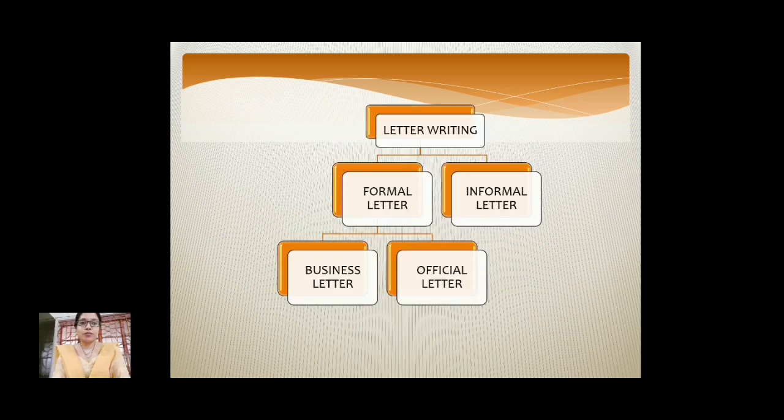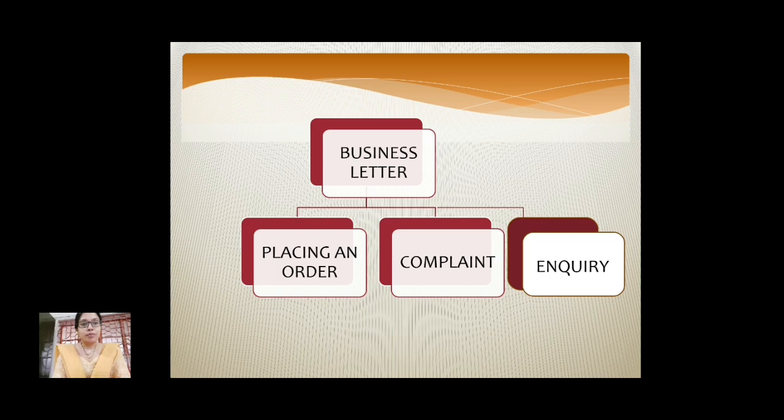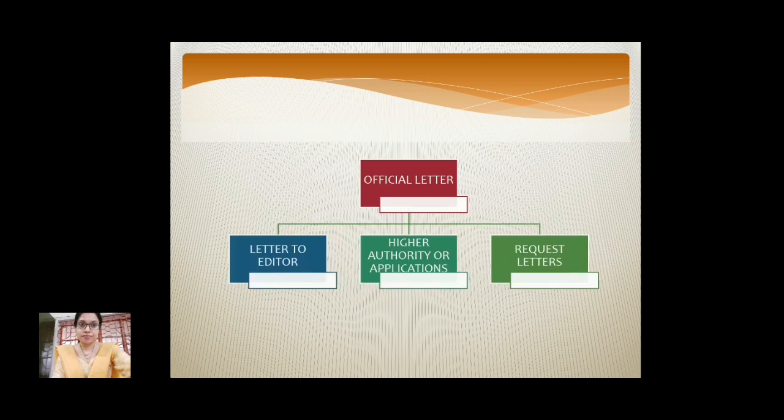Now in letter writing we have two categories. One is the formal letter and the second one is the informal letter. Now formal letter can be categorized into two different parts. One is the business letter and the second one is official letter. Now business letter can be subdivided into three parts. The first, placing an order, second, complaint letters, and third is inquiry letters.